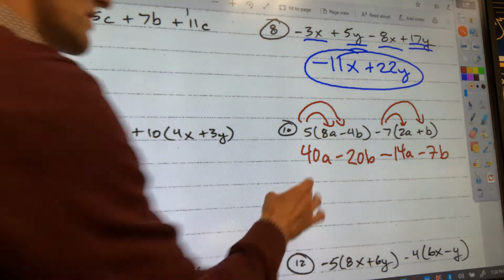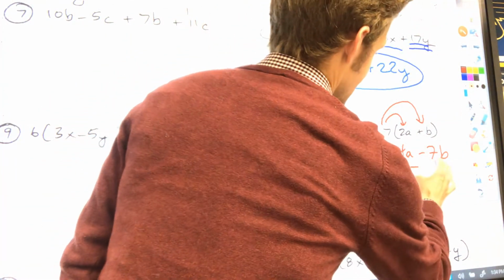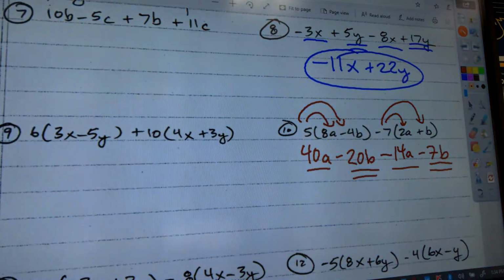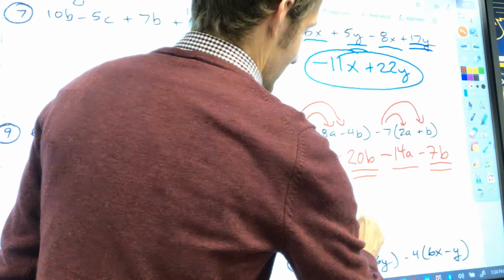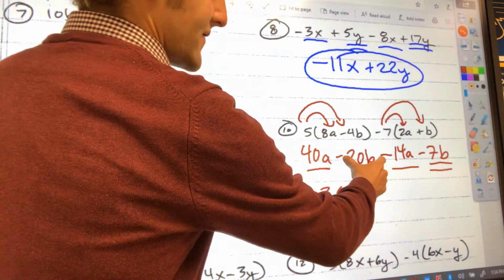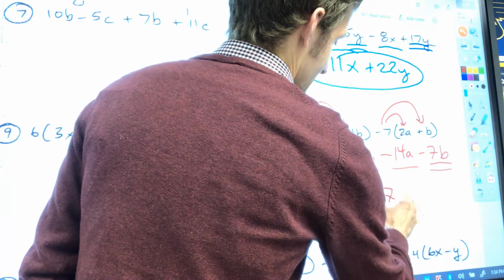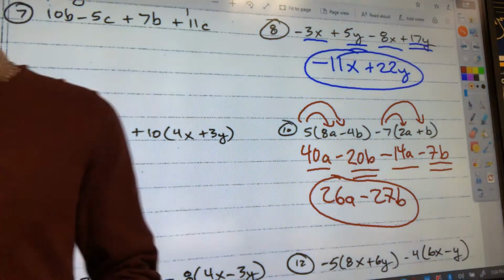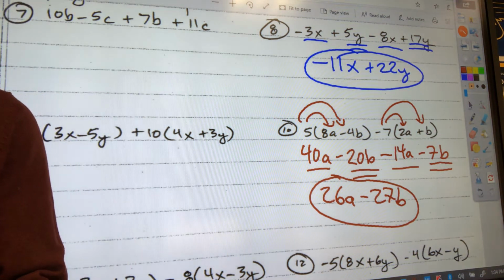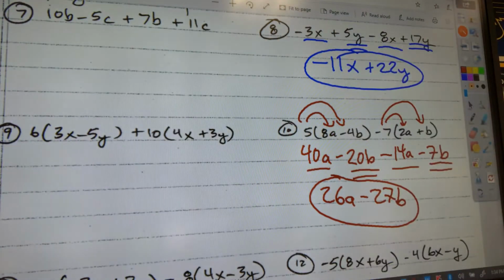Underline the like terms. 40a, negative 14a. Negative 20b, negative 7b. Okay, and combining like terms, 40 minus 14 gives me 26 for a. Negative 20, I'm in debt 20, and I lose 7 more, so I'm in debt 27. 26a minus 27b for 10.